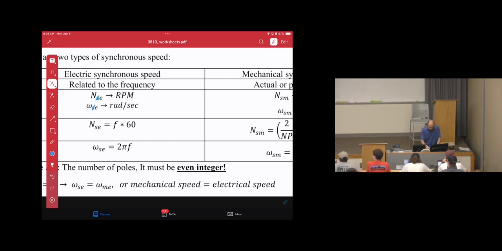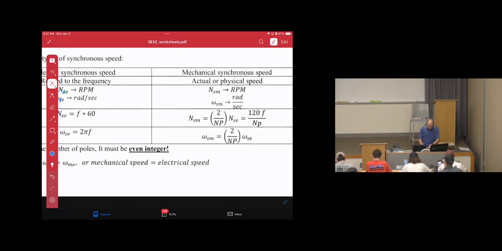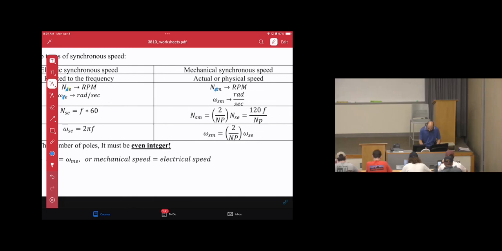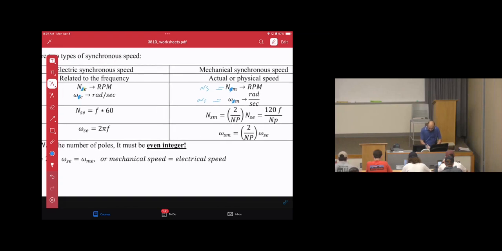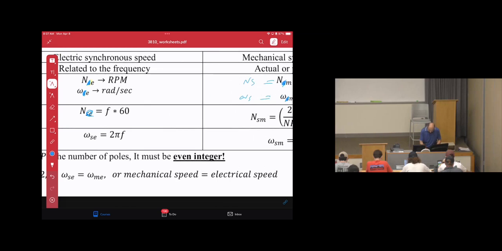So NE or omega E, we mean this electrical speed, like the electrical speed in RPM or radian per second. And when we say NM or omega M, this is the mechanical speed. Sometimes we can say NS, omega S. So whenever you see M or S, it's the same. Whenever we see mechanical speed or synchronous speed, those are the same. Then how can we find each one? So NE, which is in RPM, equals frequency times 60.